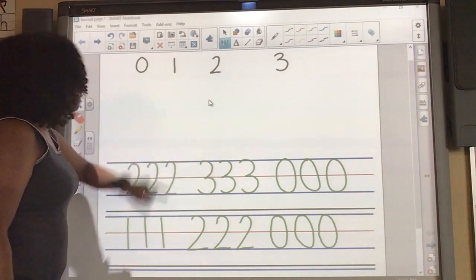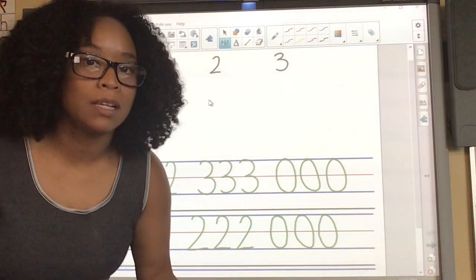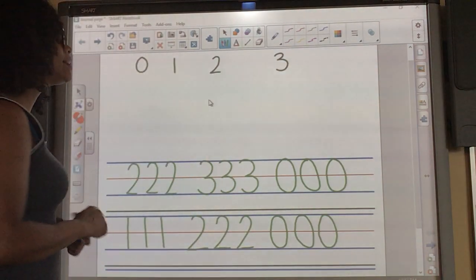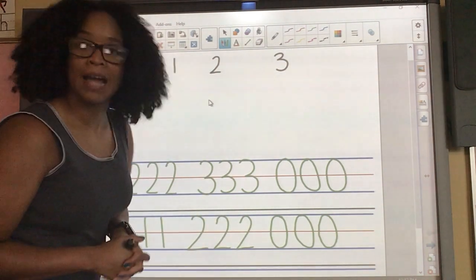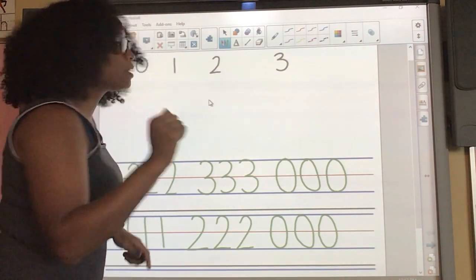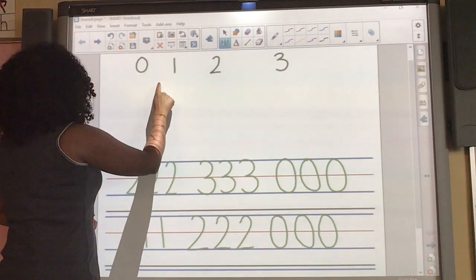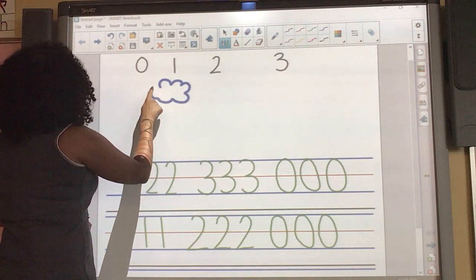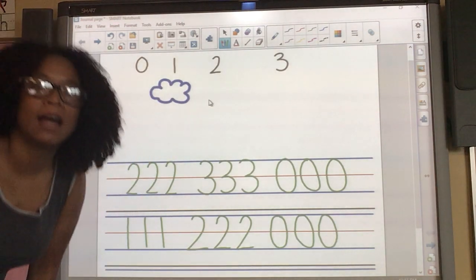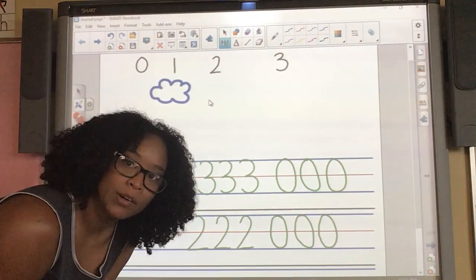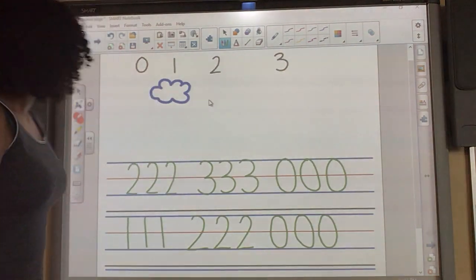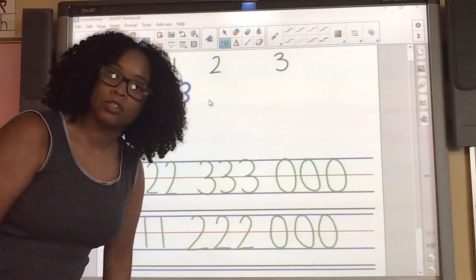Now, since we have a number 1, that means we need to illustrate how many of something. 1. Let's illustrate a cloud in the sky. Just one cloud. When I illustrate my clouds, I kind of go around and around and around. And there's my cloud. One cloud for my number 1. You go ahead and illustrate your cloud.